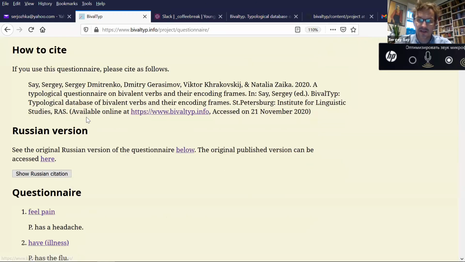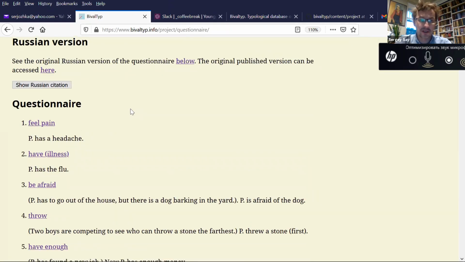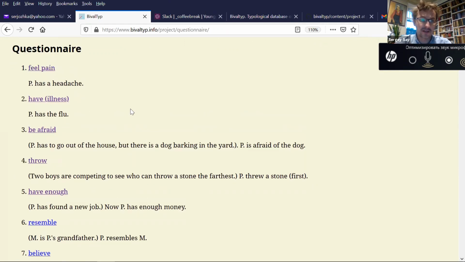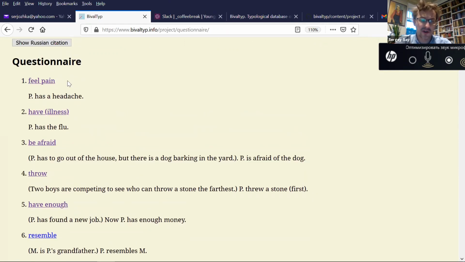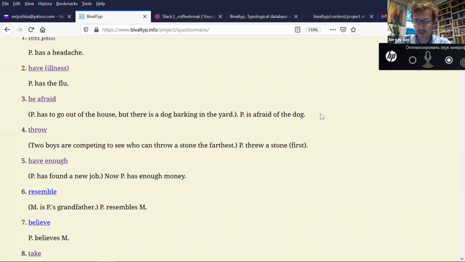Actually, currently it's available in 2 versions, Russian and English. There is actually a French version as well, but it's not online yet. So the English version of the questionnaire looks like this. You've already seen that during the presentation. There are conventional labels for the predicates, such as feel pain, be afraid, throw, and so forth, and the actual sentences which you can use to collect the data.